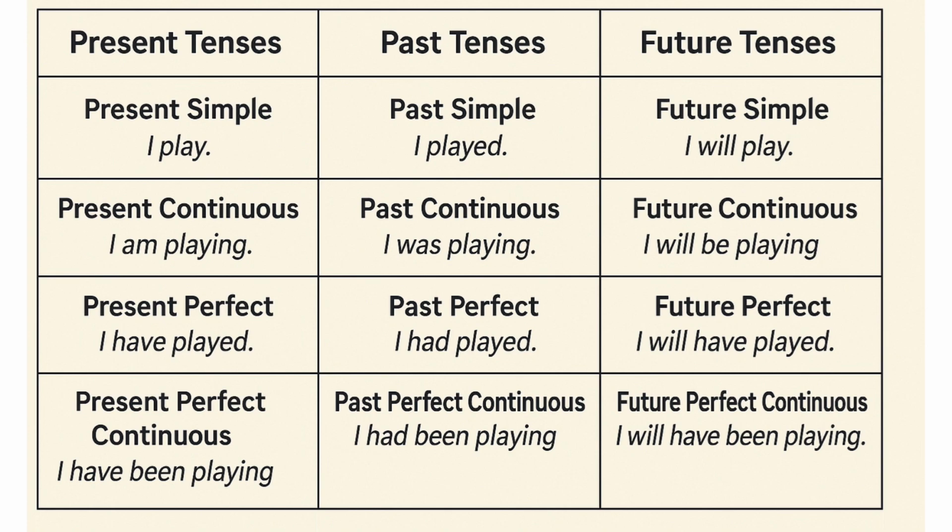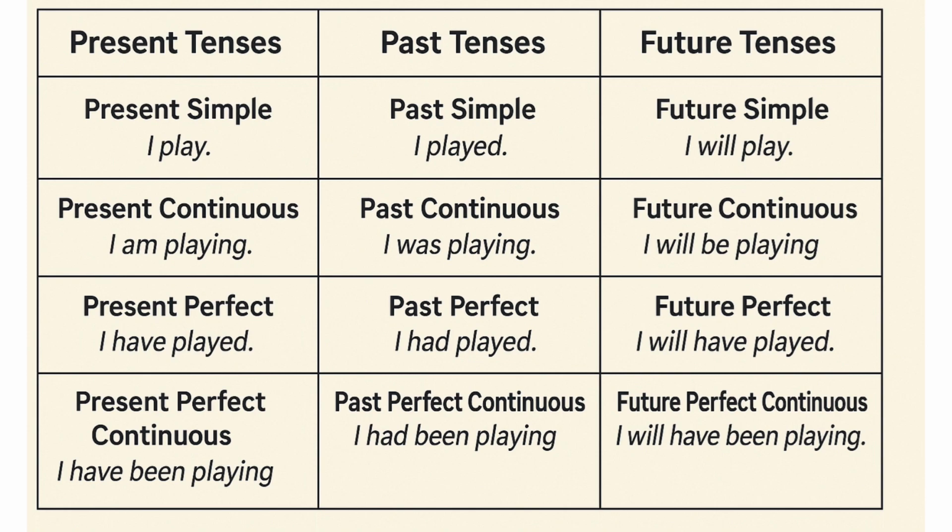Present perfect. I have played soccer. This is used when an action is finished, but the exact time is not important. Present perfect continuous. I have been playing soccer. This shows an action that started in the past and is still continuing.